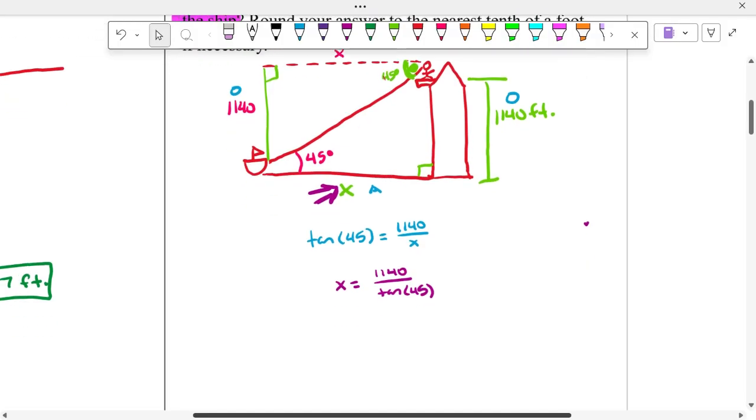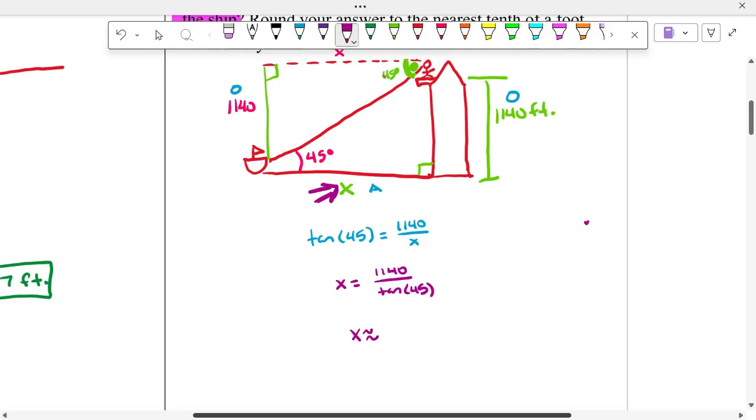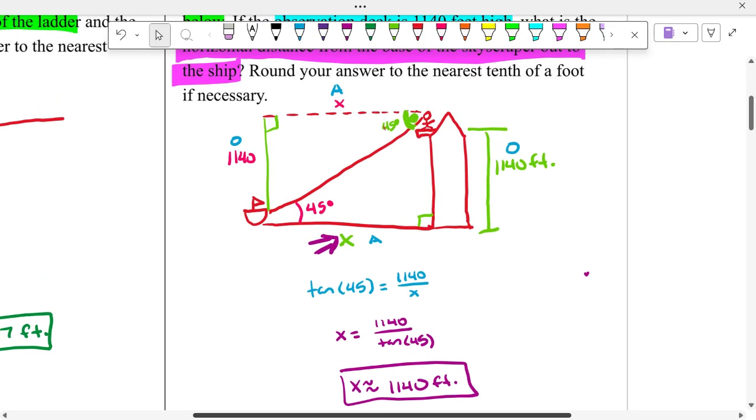All right, so to the nearest tenth, what's x approximately? It's actually 1140 point something? No, it's just 1140. Oh, well then it was a square. All right, that was completely coincidental. Yeah, okay, I can see that now. It's a 45, 45, 90 triangle, so, yeah, exactly.